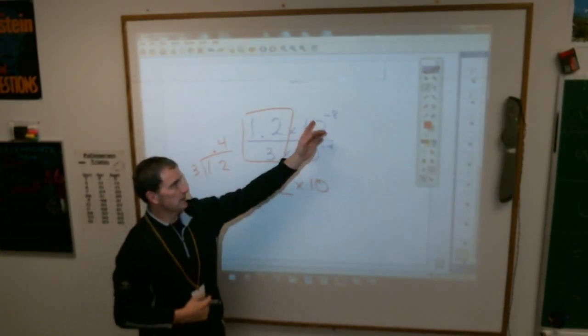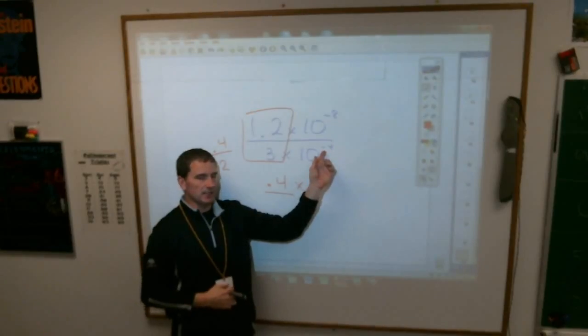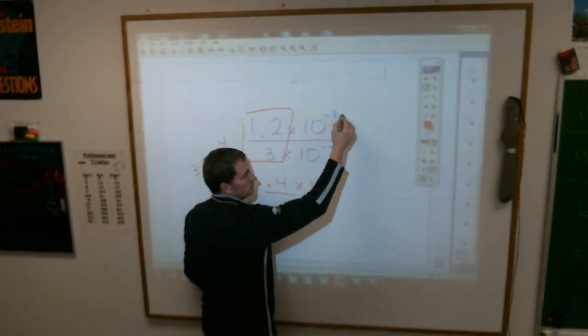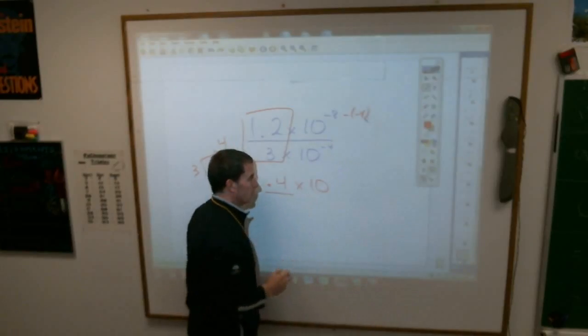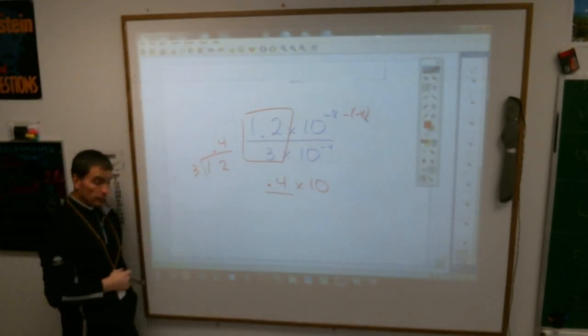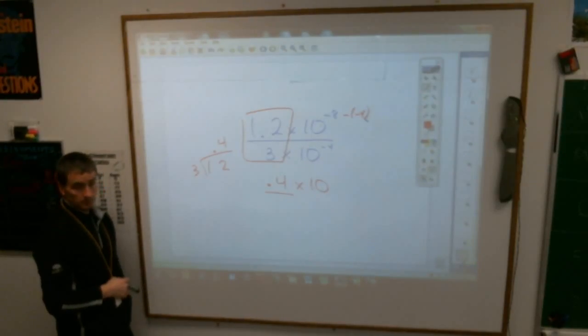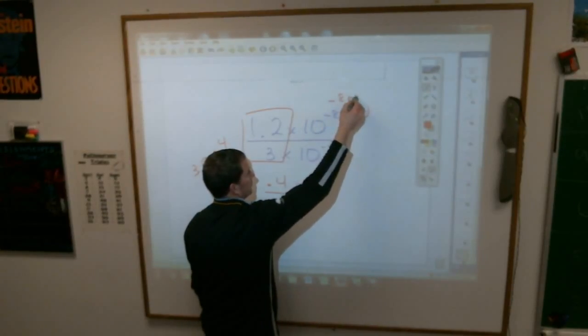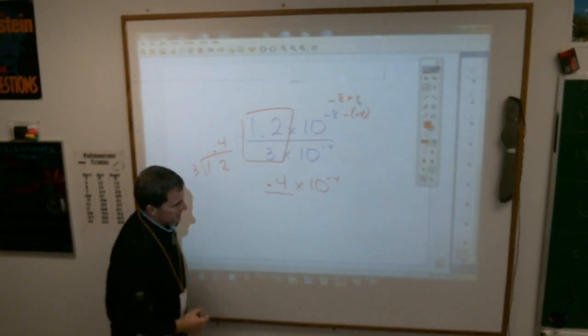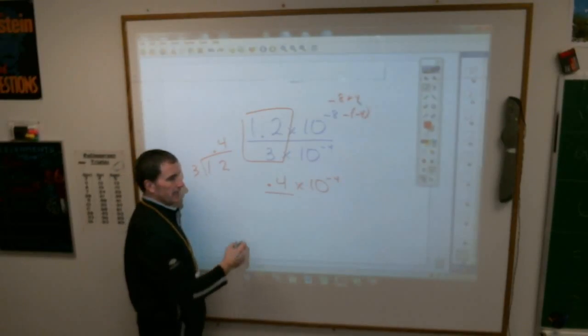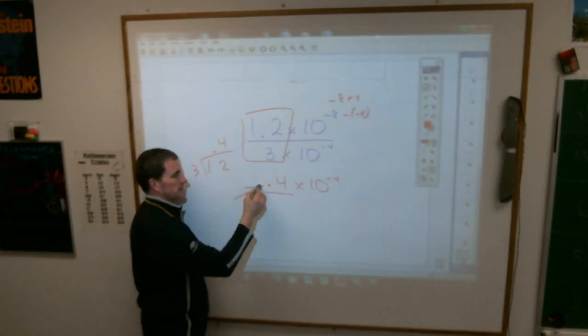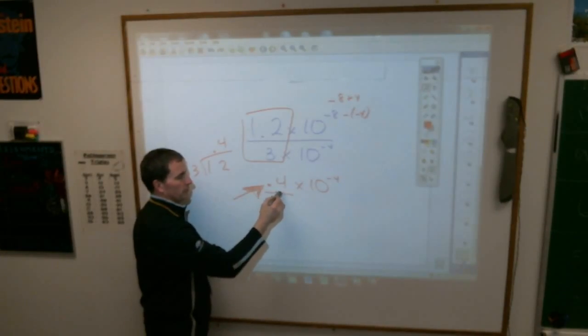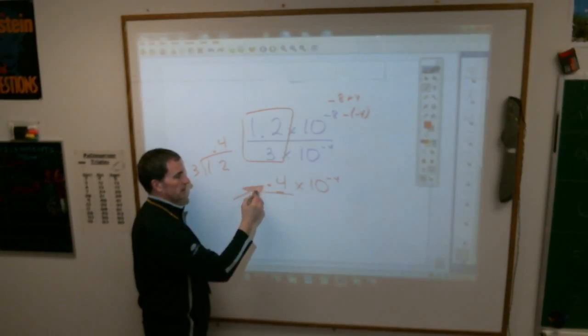When I move this, it is negative 8 minus a negative 4, which actually means negative 8 plus 4, which actually gives you what, Jaden? Negative 4. Negative 8 plus 4 gives you negative 4. This is not correct yet. Why? Because it's not in scientific notation yet. Why not? Because I can't have a 0.4 as my number. It's not between 1 and 10.